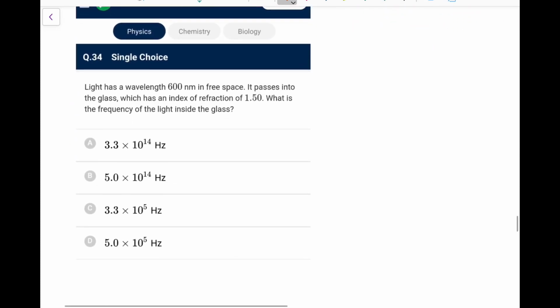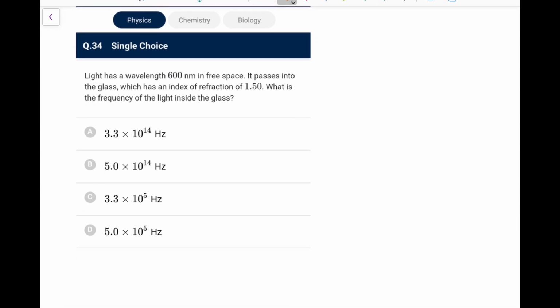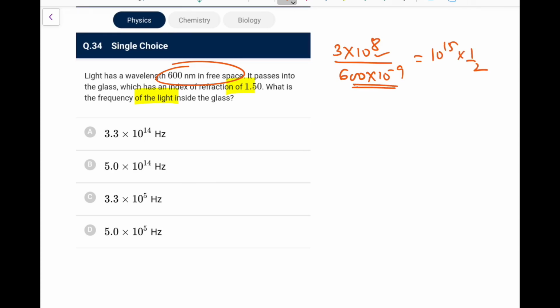Next, light has a wavelength 600 nanometer in free space. It passes into glass which has an index of refraction 1.5. What is the frequency of the light? The frequency of the light will remain the same as it was in free space, that is 3 into 10 to the power 8 upon 600 into 10 to the power minus 9. Just remember, frequency doesn't change, speed and wavelength change. So what you will have is 5 into 10 to the power 14 hertz.